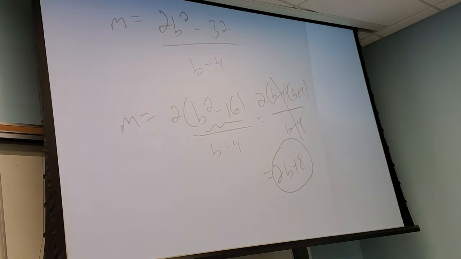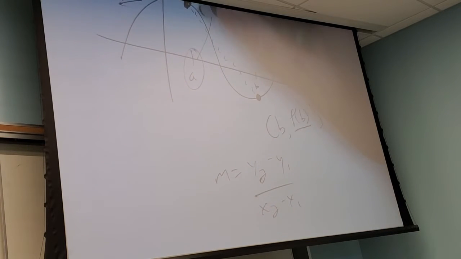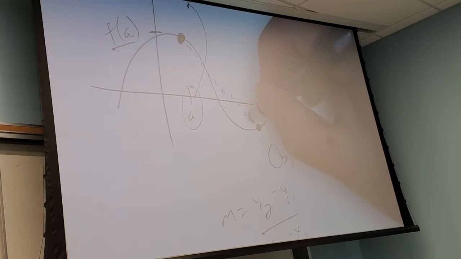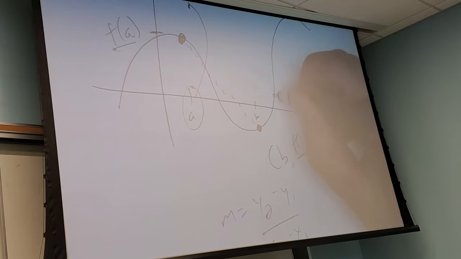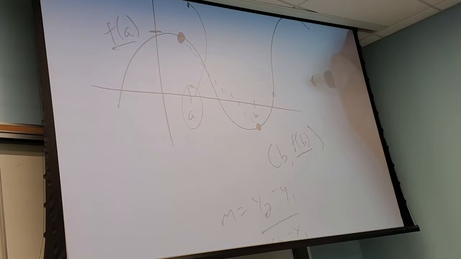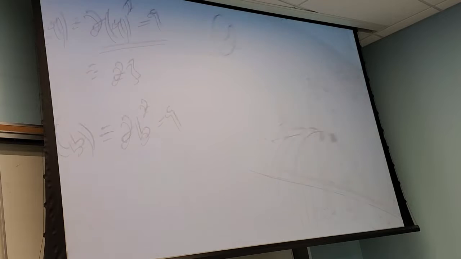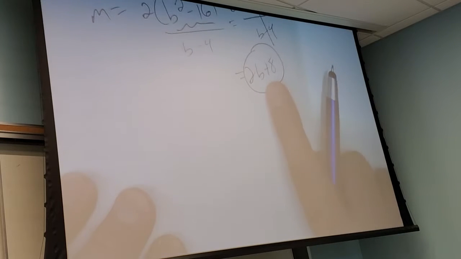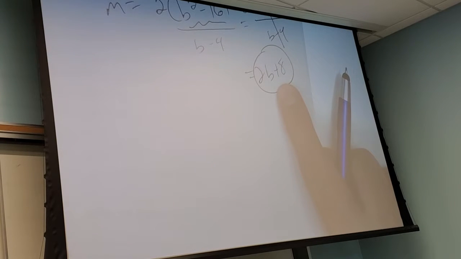So back to this. There's a slope here, right? Between those 2 points, there's a slope. If I move this point a little bit over, will the slope change? Yes. So I expect my slope to be a function of b, because it will change as I move the second point.